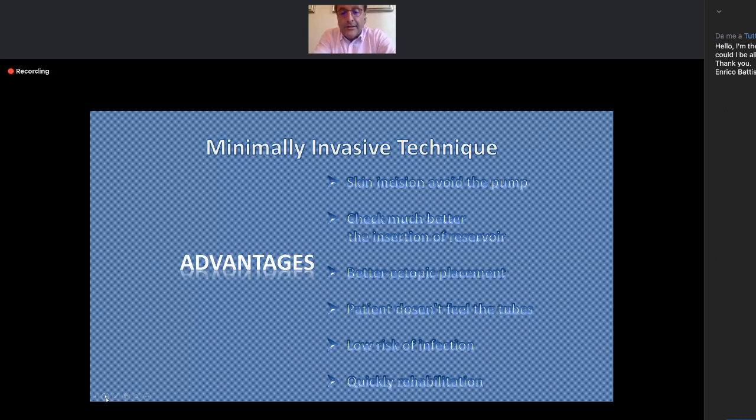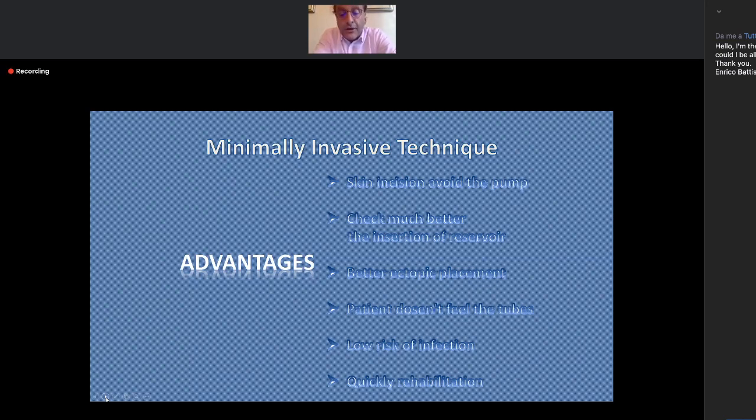The patient can feel the tubes. When you make the corporotomy with the penoscrotal approach, the tubes come out very superficial, and sometimes or every time the patient can feel the tubes or can feel the pump. With the infrapubic approach, we implant the tubes in the more distal part, and the patient can't feel the tubes.